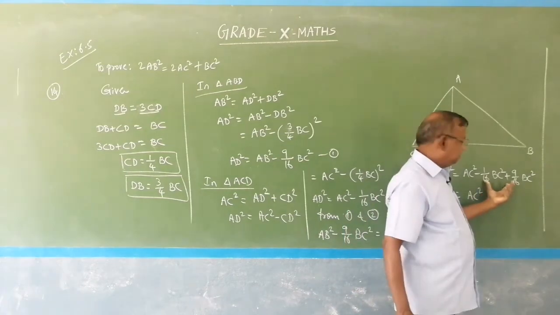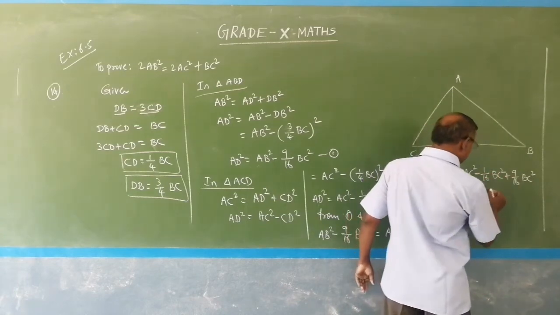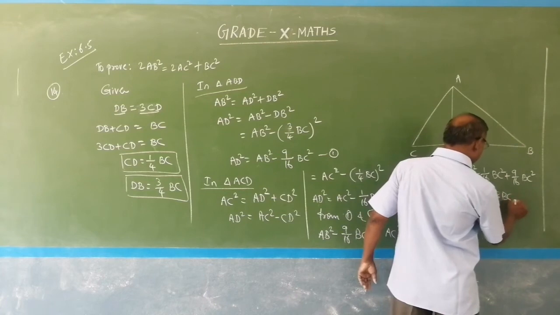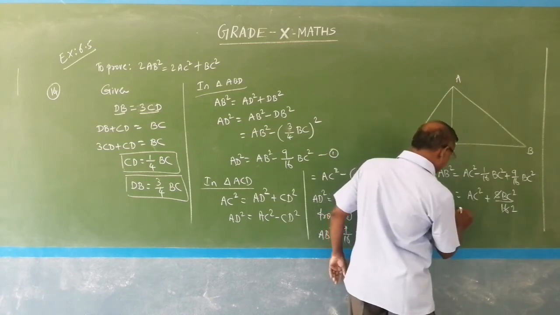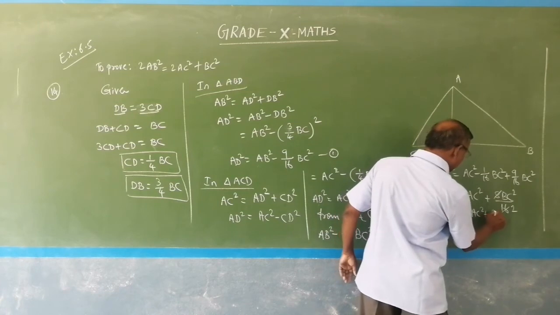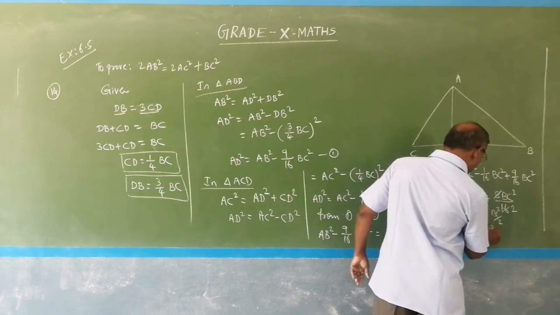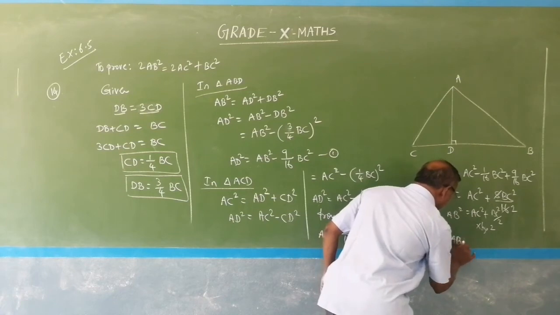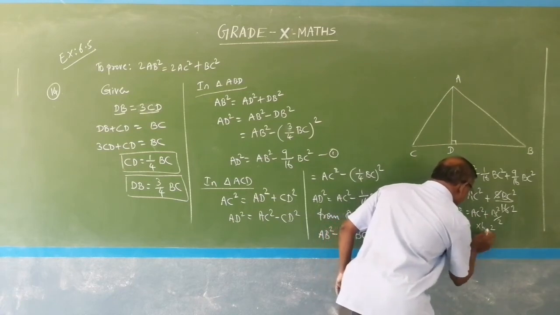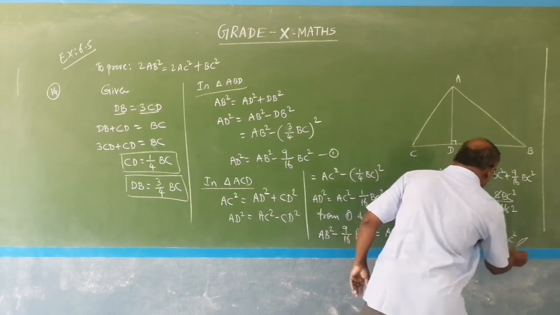Here the base is common, 16. So, 9 BC square minus 1 BC square equal to 8 BC square. So, it is plus 8 BC square by 16 or divided by 2, BC square by 2. So, AB square equal to AC square plus BC square by 2, multiply by 2 on both sides. So, 2AB square equal to 2AC square plus BC square. Hence, proved.